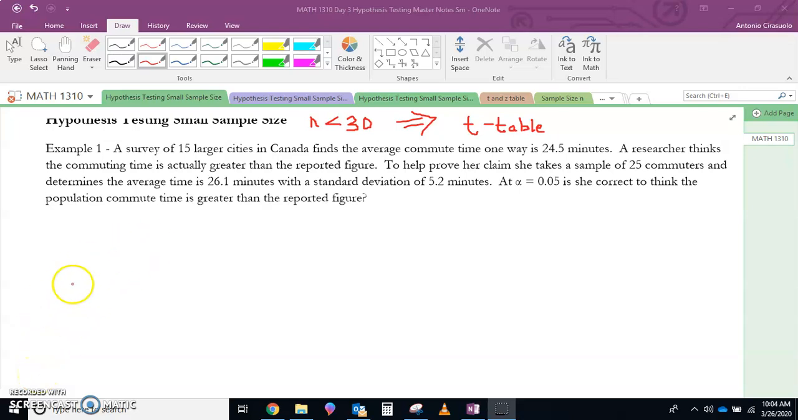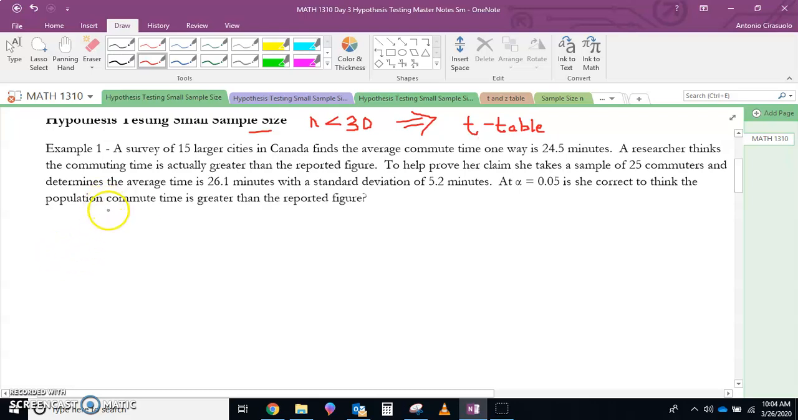Hello there. Today we're going to be looking at hypothesis tests for a small sample size. Okay, I apologize this got cut off, but what does that really mean? It means that our sample size is actually less than 30, which then implies we're going to be using the t-table this time to come up with the critical values.